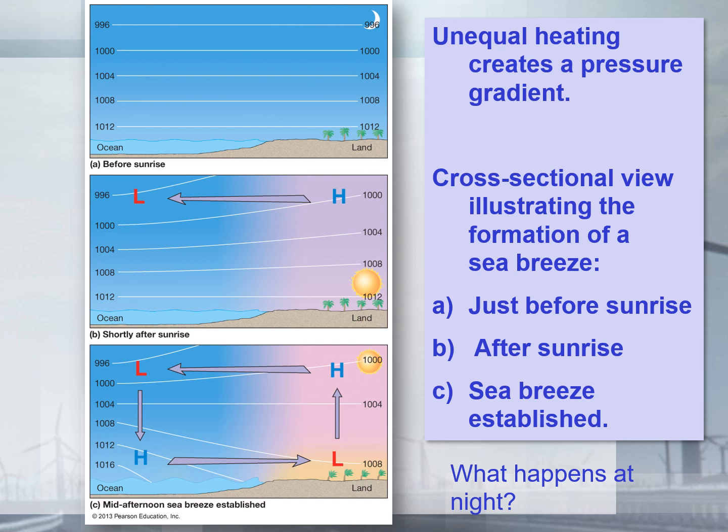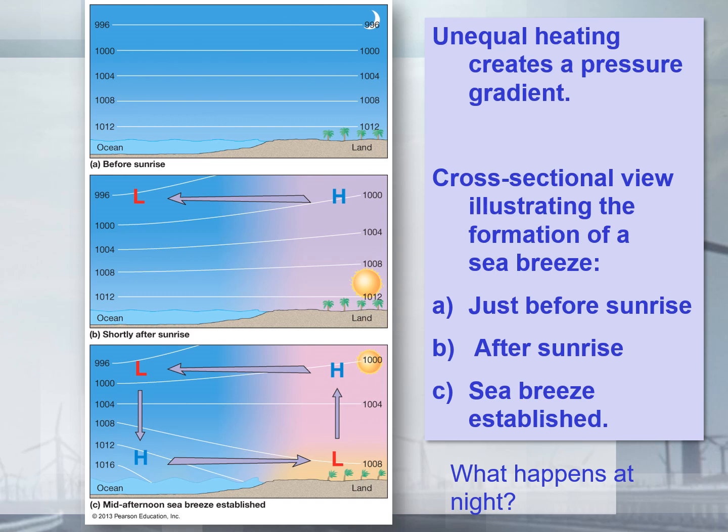Now we can ask that question on the bottom. What happens at night? Overnight, the land is going to lose heat very quickly, but the water is going to hold on to its heat longer. So imagine those arrows reversed and the L's and the H's reversed, and that would be the land breeze at night. If you are walking on the beach barefoot at night, the sand feels nice and cool on your feet. Now you don't mind walking barefoot.